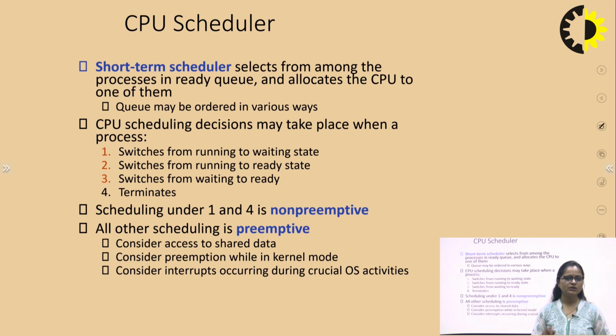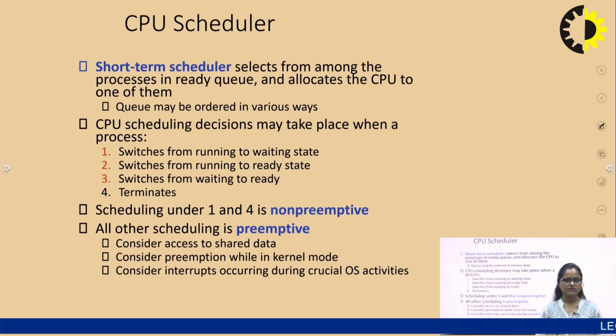So scheduling under 1 and 4 is non-preemptive. Non-preemptive means when a process has started its work, it cannot be preempted before its completion. So 1 and 4 are non-preemptive, and 2 and 3 are preemptive.